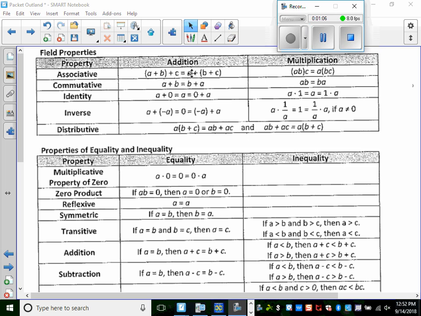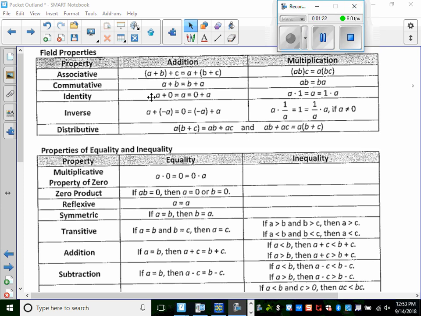Now, I do want to talk about associative for a second, and I would like for you guys to have your spirals next to you while we're doing this, because I'm going to give you some examples for some of these properties in a few minutes. So have your spirals out.